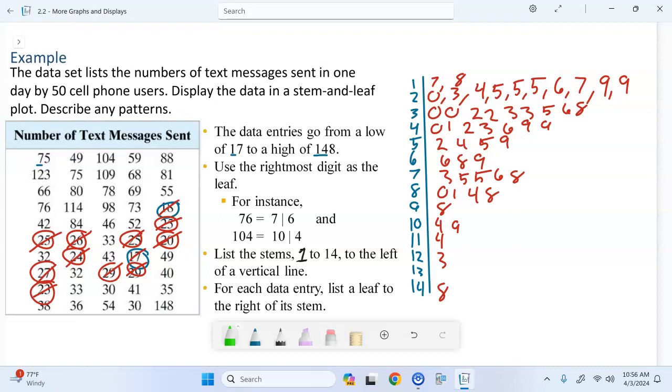Okay, so there's only 113. Do I have any values with that stem? Is there anything that has a stem of 13? No. So there's no values in that class. So we have a minimum frequency. There's nothing in the class 130. Okay. What else?